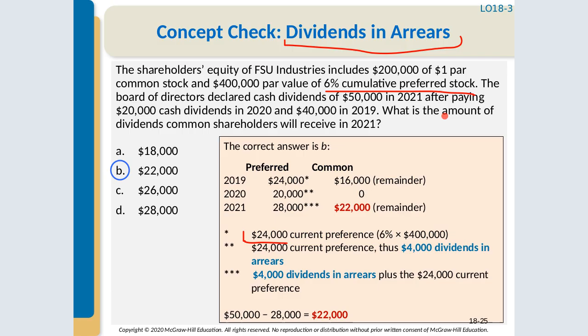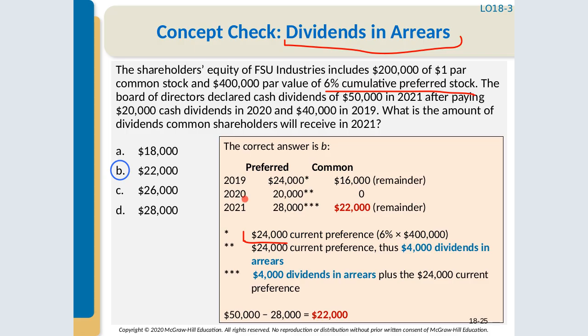So in terms of in arrears, we have that in 2019, we had 40,000 of dividends, and so the first 24,000 is going to be paid to our preferred shareholders, and the common shareholders get whatever is left. Okay, they get whatever is left.